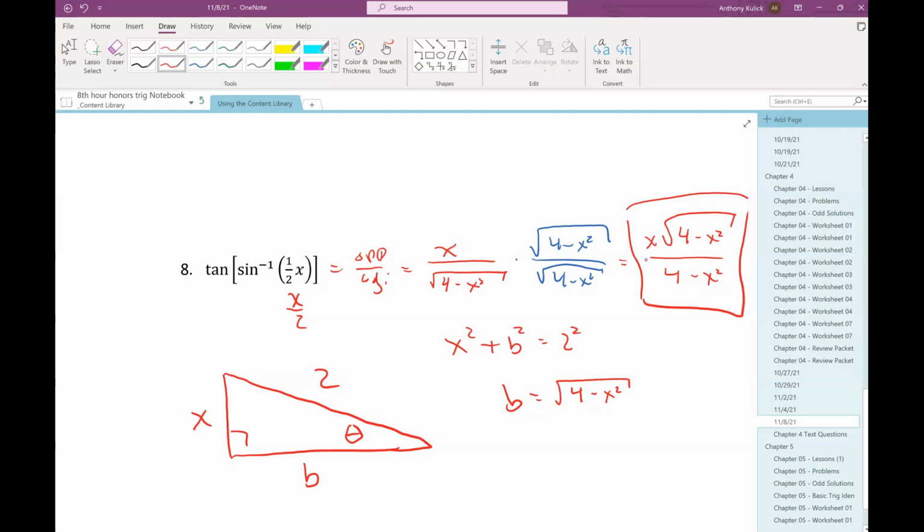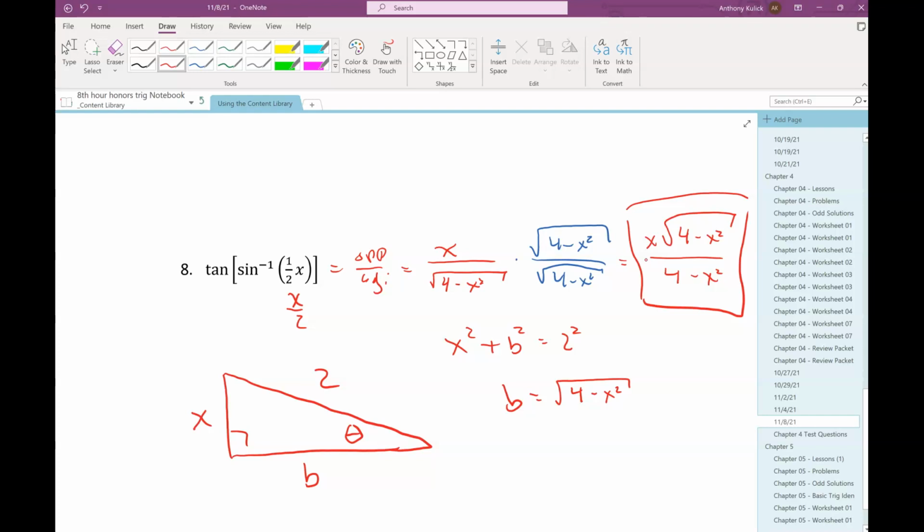Is that okay? Yes. And this was slightly simpler than if you had done 1/2 x over 1, because then you had fractions inside of fractions. You'd have to mess around simplifying. By doing it this way, I got to avoid having to do that.